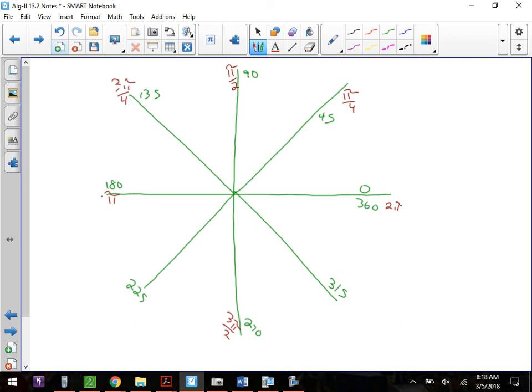4/4, 5/4, 6/4, 7/4. And then here would be 8/4. Okay. 45s are nice because you're just counting, you're just going up a quarter, quarter, quarter, quarter, all the way around.